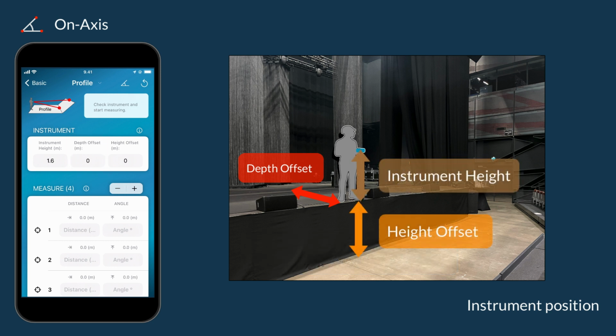The position of the instrument is the general value of the selected measurement page. All individual measurements in the measurement table are taken from the same place.